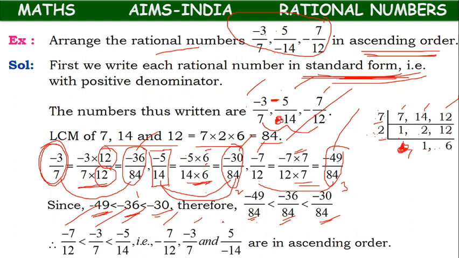Next one, greatest one. Like this, from least to greatest, we can arrange in ascending order. How we have done: just with the help of the LCM, by changing different denominators to the same denominator, and by comparing the numerator part, we are able to write them in ascending order.